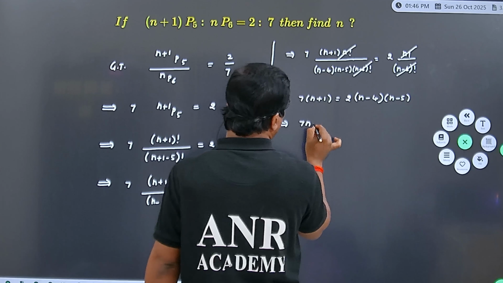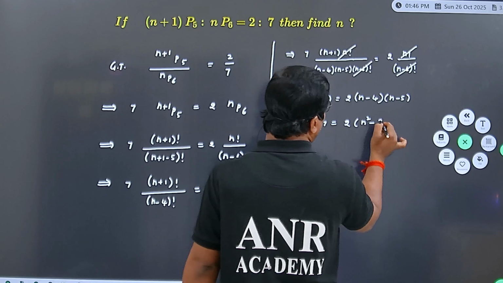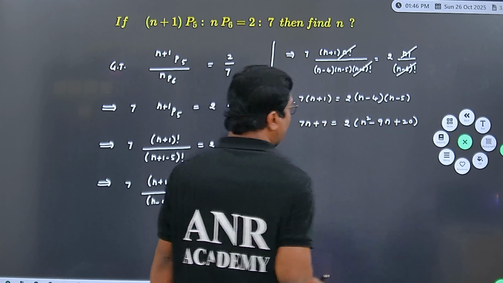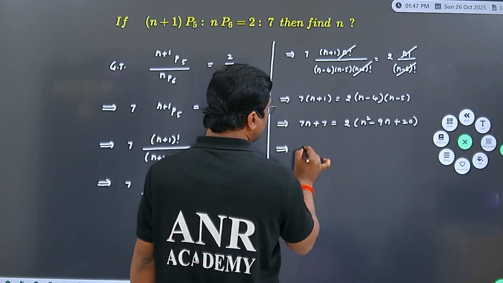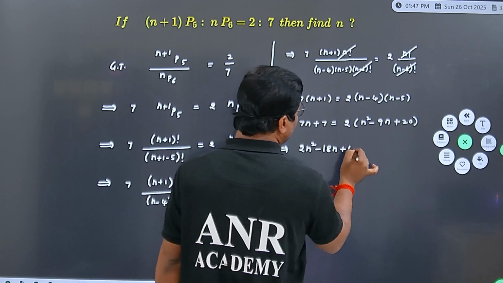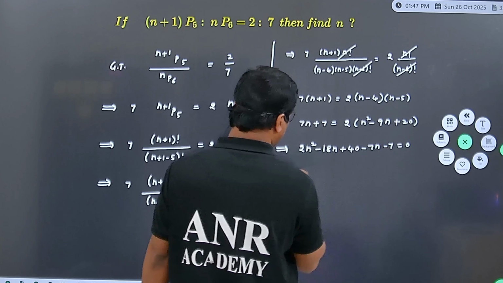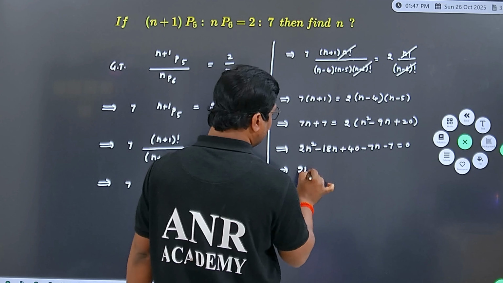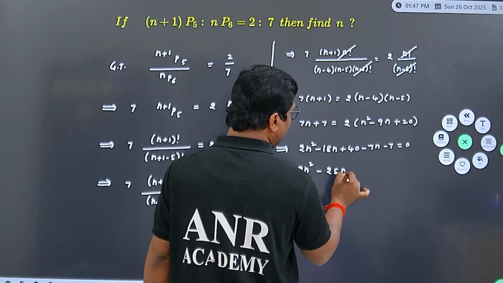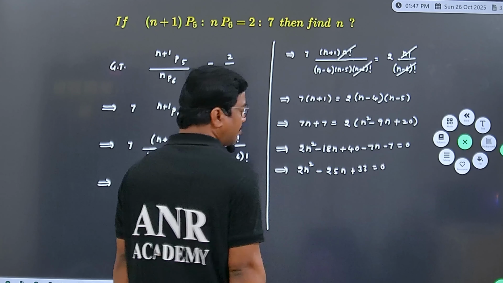Here it is 7n plus 7 equal to 2 times of n square minus 9n plus 20. Yes. Now 2n square minus 18n plus 40 minus 7n minus 7 equal to 0. Implies we get 2n square minus 25n plus 33 equal to 0.